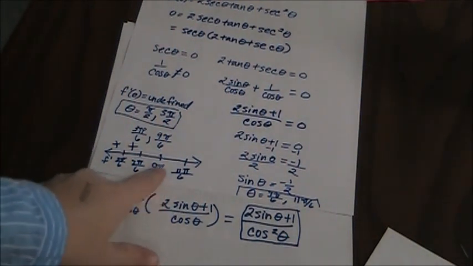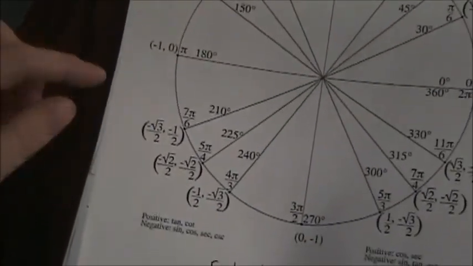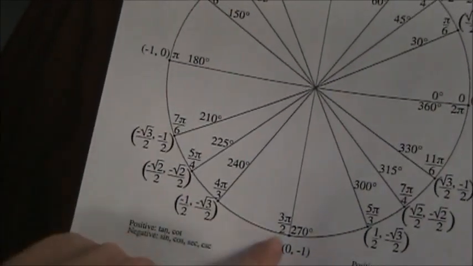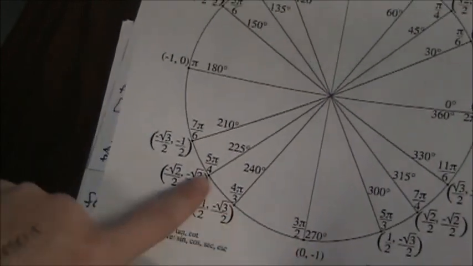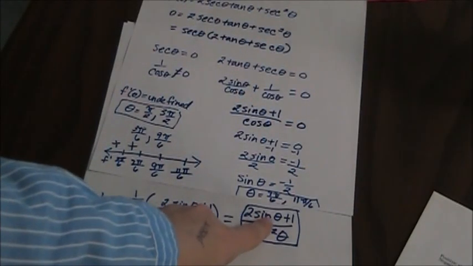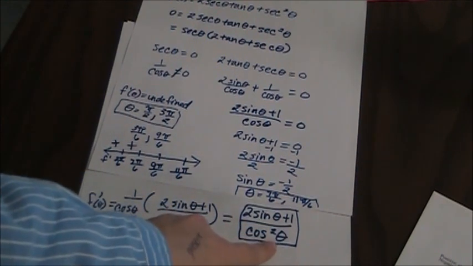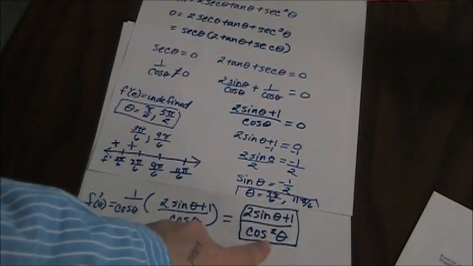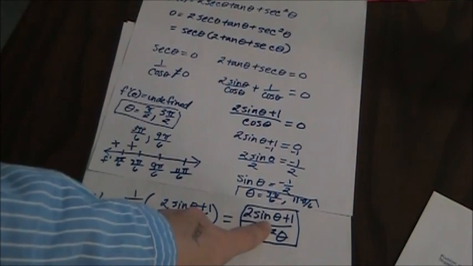Now when we move on to the next interval, 7 pi over 6 to 9 pi over 6, on my unit circle, I have 7 pi over 6. And then remember, 9 pi over 6 is 3/2 pi. So I'm looking at the third quadrant, in which both my x and my y are going to be negative. So when I look at my quotient, 2 times a negative number plus 1 over a negative number squared, the bottom is going to be positive because a negative squared is a positive. The question is, will this be a negative?